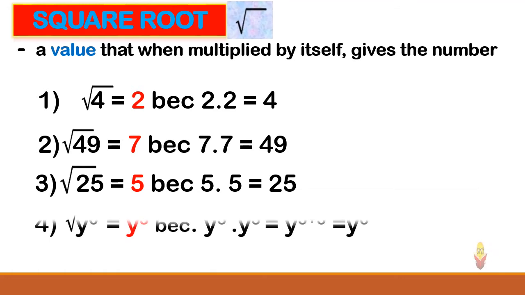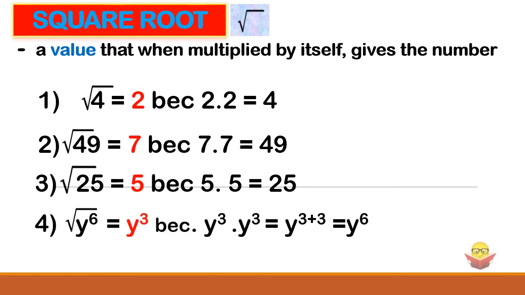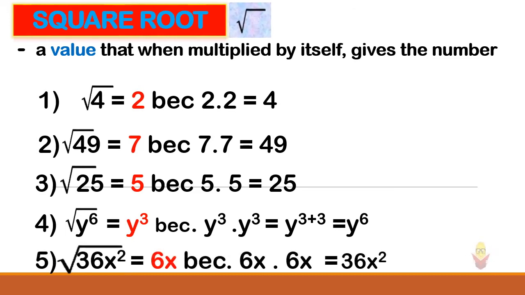Another example is to find the square root of y to the 6. The answer is y cubed because y cubed times y cubed is equal to y raised to 3 plus 3 is equal to y to the 6. Another example is the square root of 36x squared. The answer is 6x because 6x times 6x is equal to 36x squared. So, just think of a number which when multiplied by itself will give the number. So finding the square root of a number is simply the opposite of squaring a number.